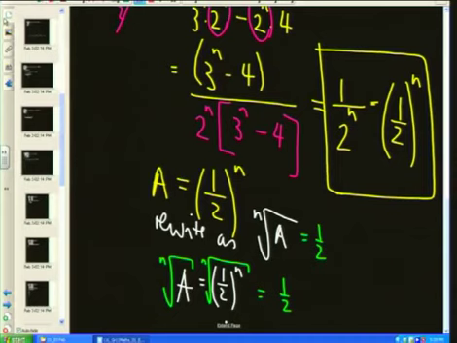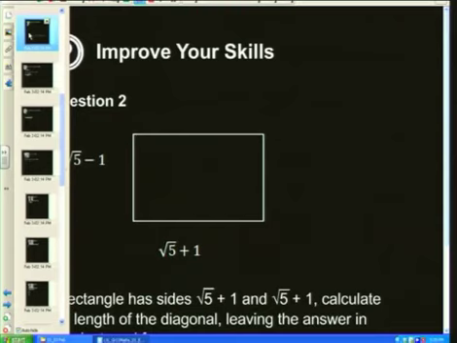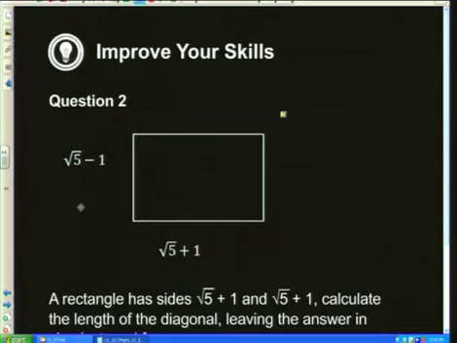Right, so that would be our first little question for the afternoon. Okay, let's work with some surds. We haven't done any surds yet. We've been given a rectangle. So this length here is equal to that length.